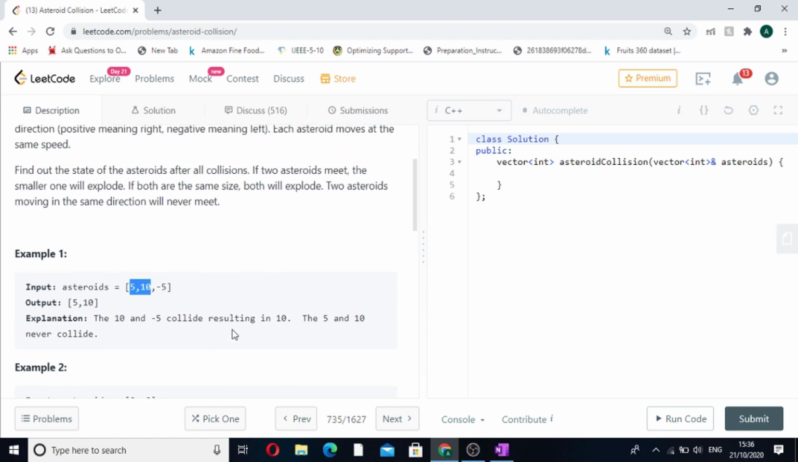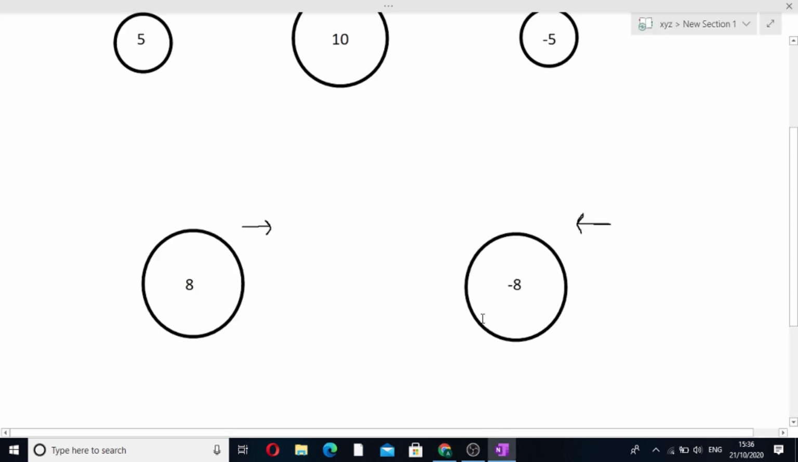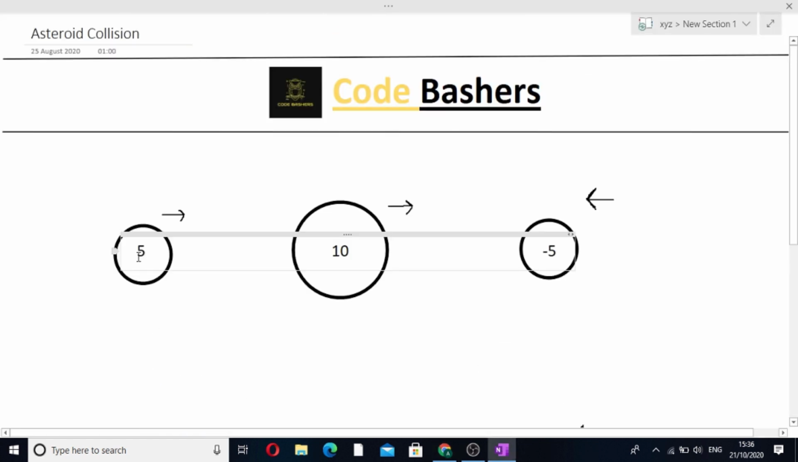Now we will understand this example with the help of a diagram. See, this was our case, 5, 10 and minus 5. We know that these asteroids are moving in the same row with the same speeds. So 5, and after 5 there is 10, and they both are moving with the same speed, and minus 5 is also moving at the same speed, but it is moving in the opposite direction.